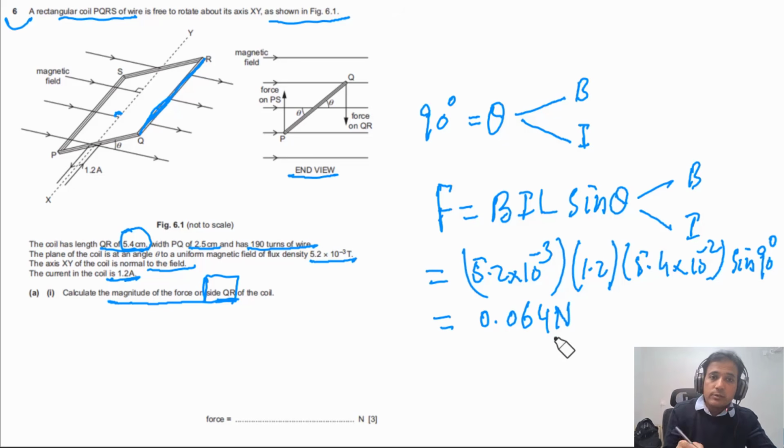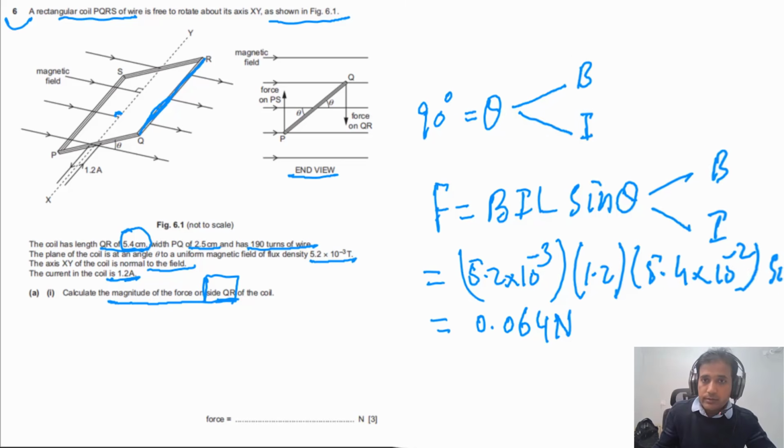So this is how you need to figure it out. The main point is to find this angle, the angle between B and I. You can visualize and place a marker: current is into the page, magnetic field is to the right, so the angle is 90 degrees.